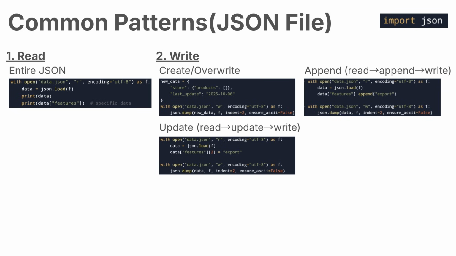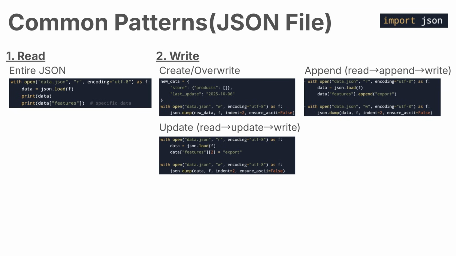2. Write, create, and overwrite. When we want a fresh JSON file, we build a Python object first, maybe an empty product list and a timestamp, then open it in write mode and call json.dump. I add indent too, so it's pretty and easy to read later, and ensure_ascii equals false, so non-ASCII characters stay human readable.